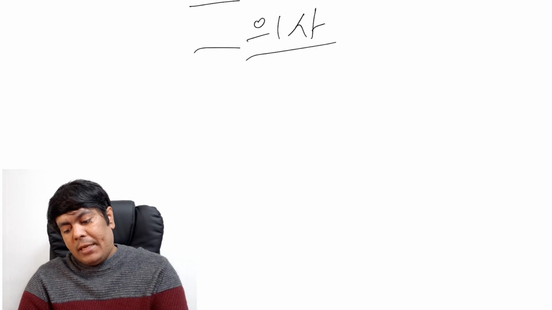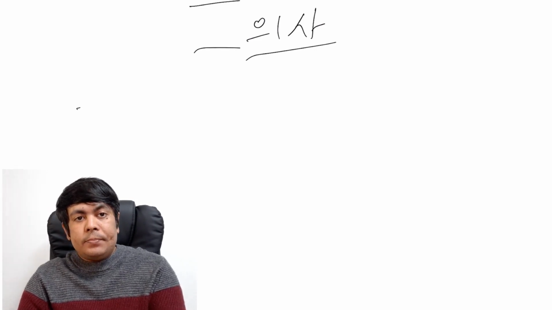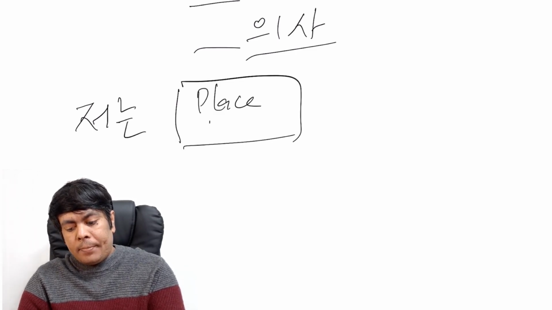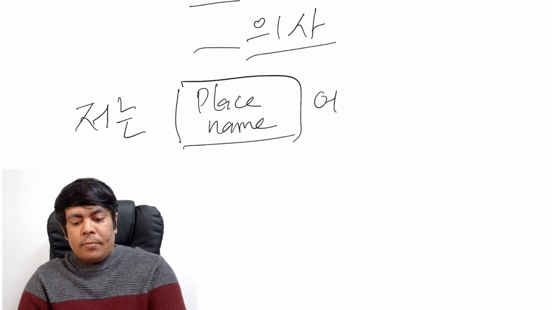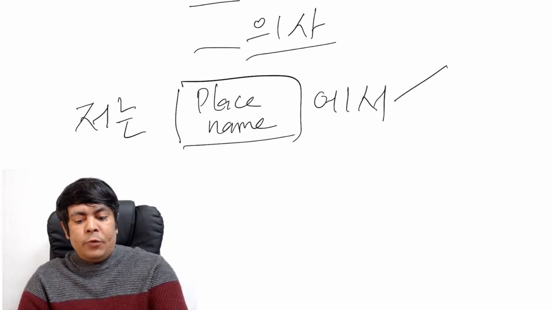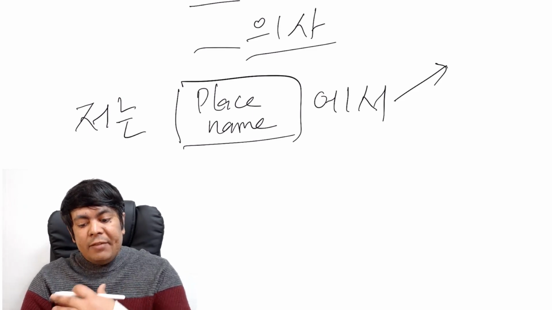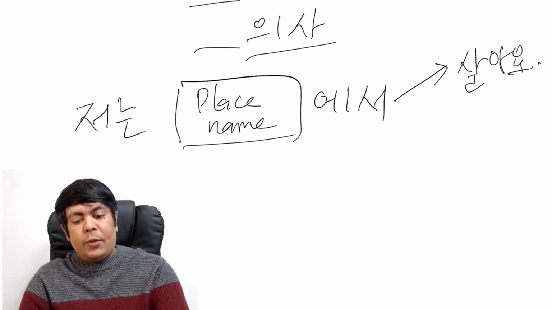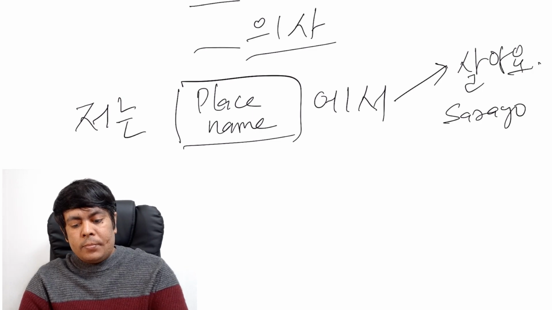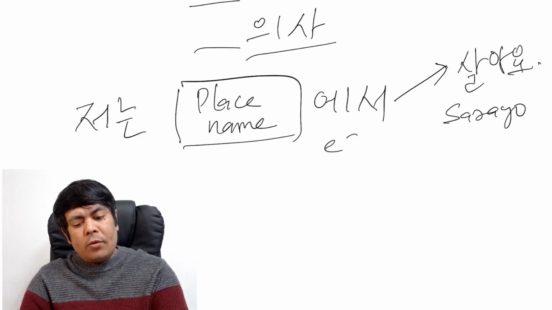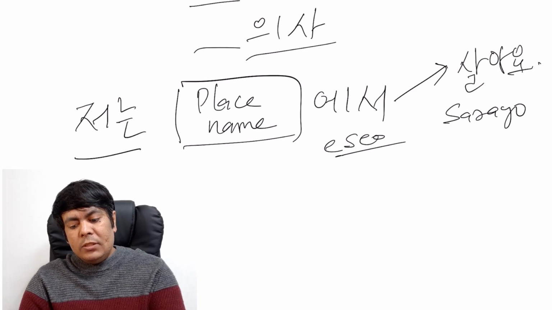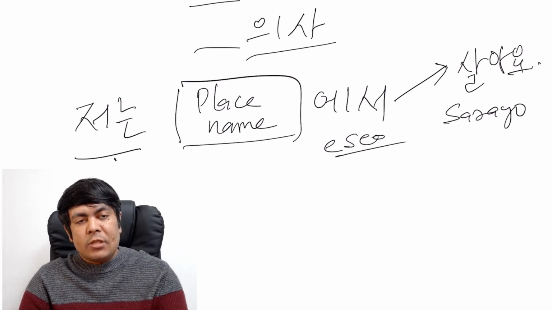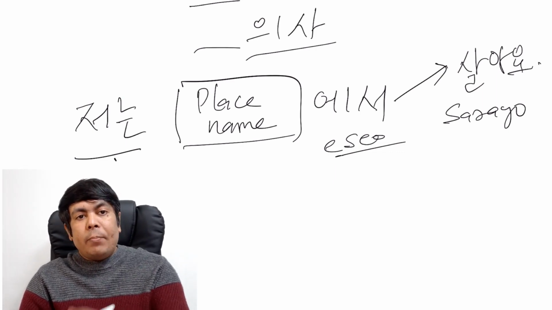Then you want to say I live at this place or I work at this place. Both will be said in a similar manner. You can say 저는, place name, 에서. If you are talking about living, I live at this place, then you will say 살아요. For example, let's say you live in Delhi, so you will say 저는 델리에서 살아요. Or 저는 뭄바이에서 살아요.